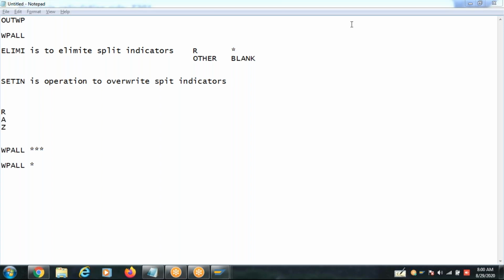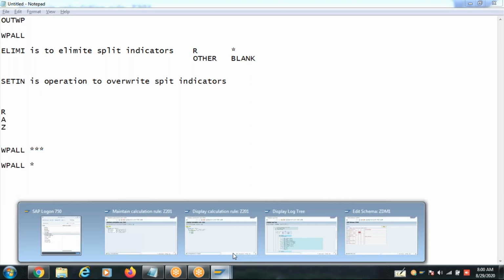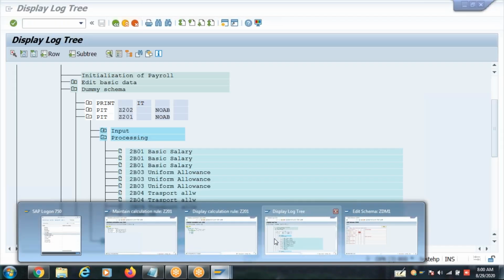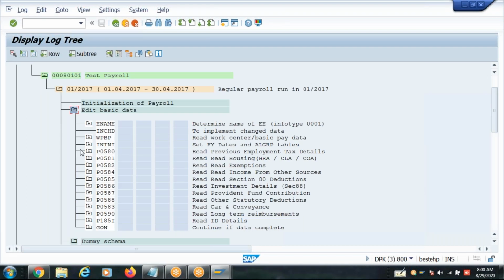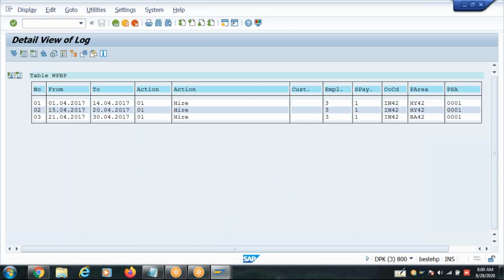Similarly, in the payroll posting, the master cost center is stored where? The master cost center is stored in WPBP data. So the wage type value is not posted to the right cost center. It is always posted to the latest cost center.